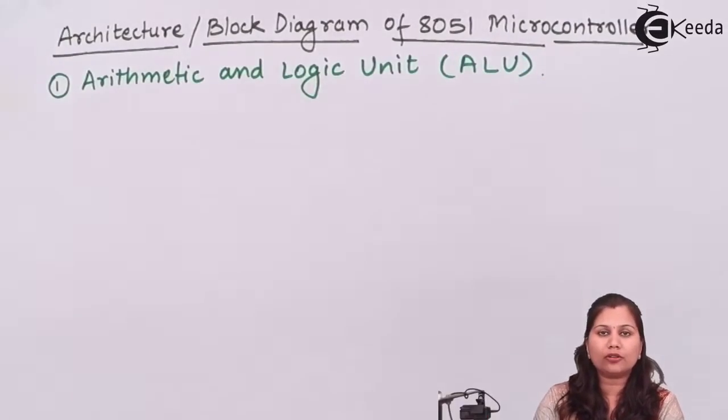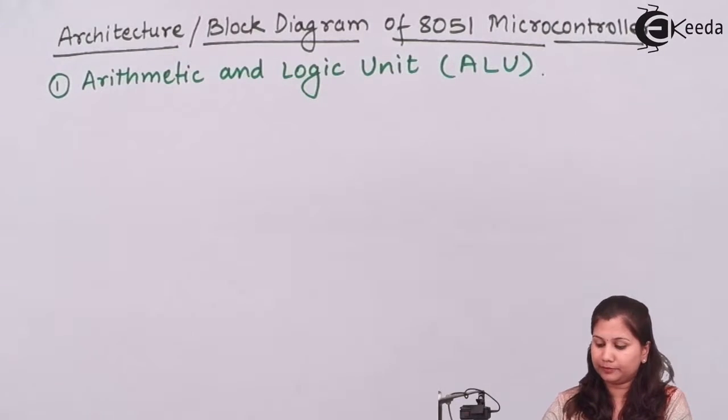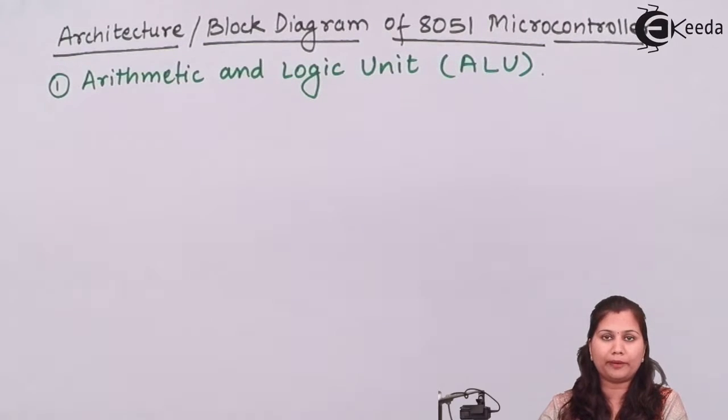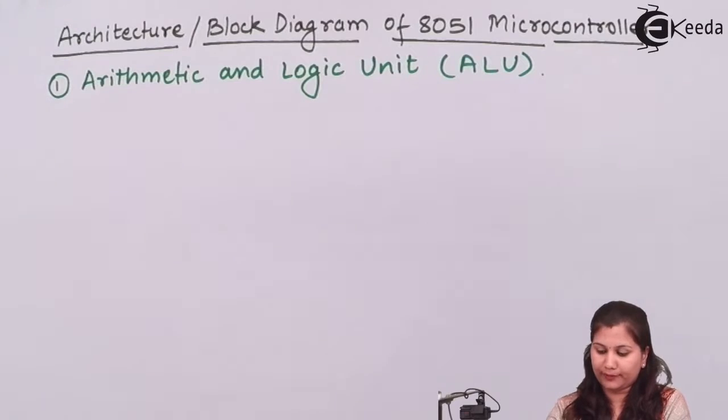The arithmetic and logic unit performs arithmetic operations and also logical operations. Arithmetic operations like addition, subtraction, multiplication, division, and logical operations like logical AND, logical OR, logical XOR, and the NOT operations.